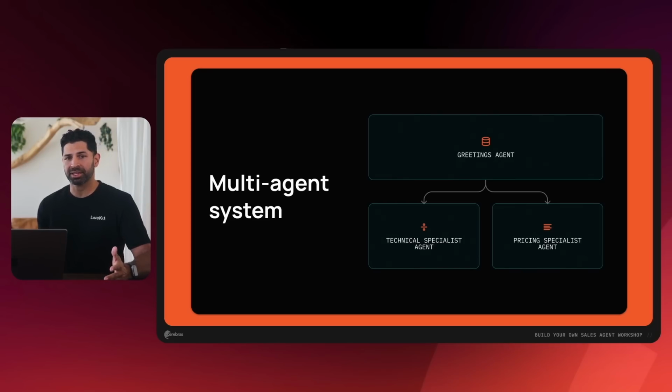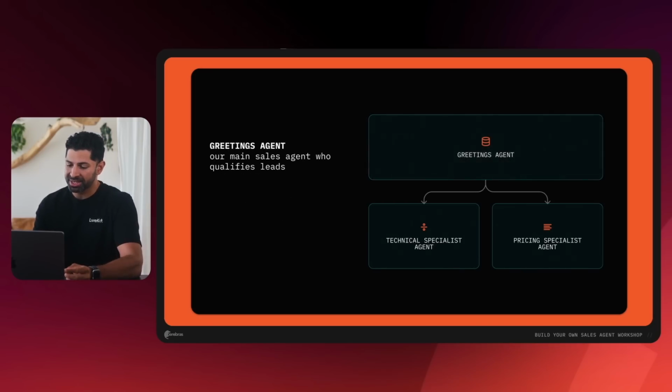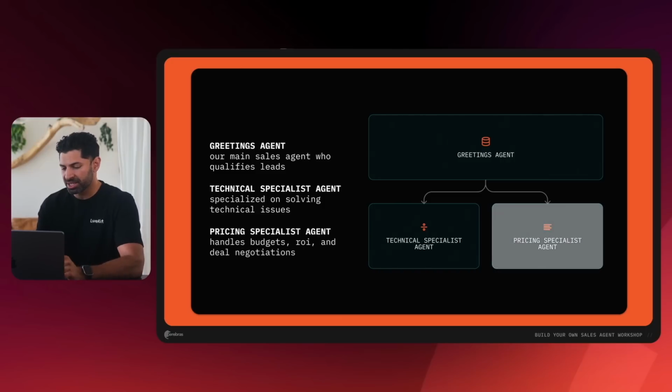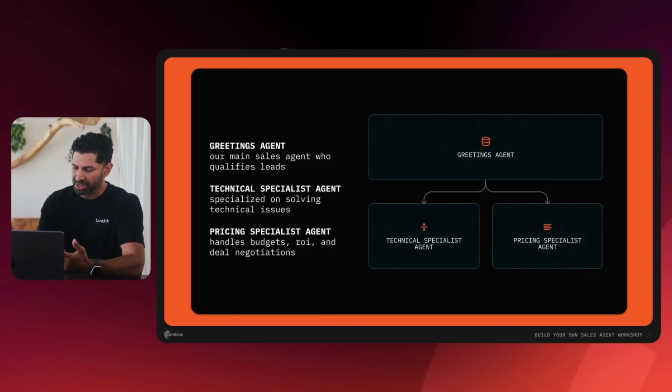For a more complex system, here are 3 agents that we've defined. A greeting agent is our main sales agent who qualifies leads. A technical specialist agent is specialized on solving technical issues. And a pricing specialist agent handles budgets, ROI, and deal negotiations.